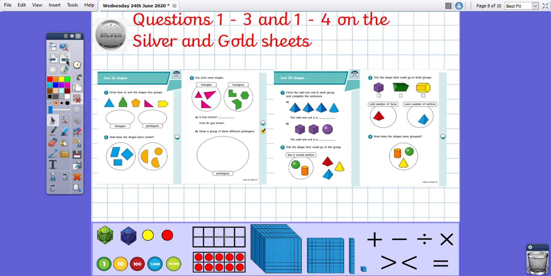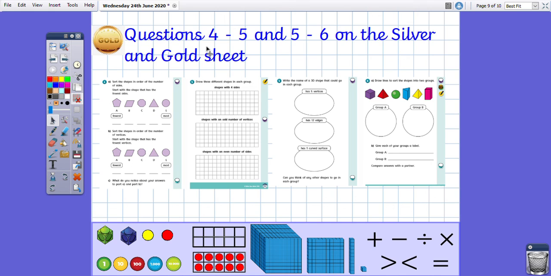Silver, you are doing questions 1, 2 and 3 and 1, 2, 3, 4 on the silver and gold sheets. So there are 2 today. You've got to draw lines to sort the shapes. Tell me how the shapes have been sorted. Tell me if either is correct and draw a group of 3 different pentagons. And then here, circle the odd one out in each group. Tick the shape that could go in the group. Tick the shape that could go in both groups. And tell me how these shapes have been sorted.